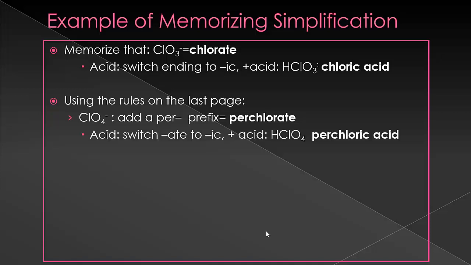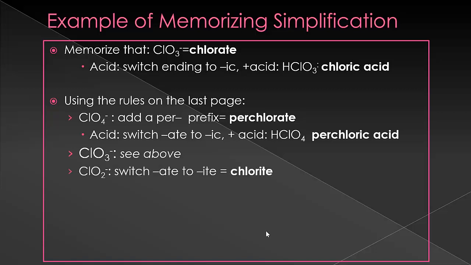If I want to switch that to an acid and add that hydrogen, now I need to use the rules for acids. So I switch the ATE ending to an IC ending, leaving me with perchloric acid. We already talked about ClO3. That was what we started with, what I had memorized.